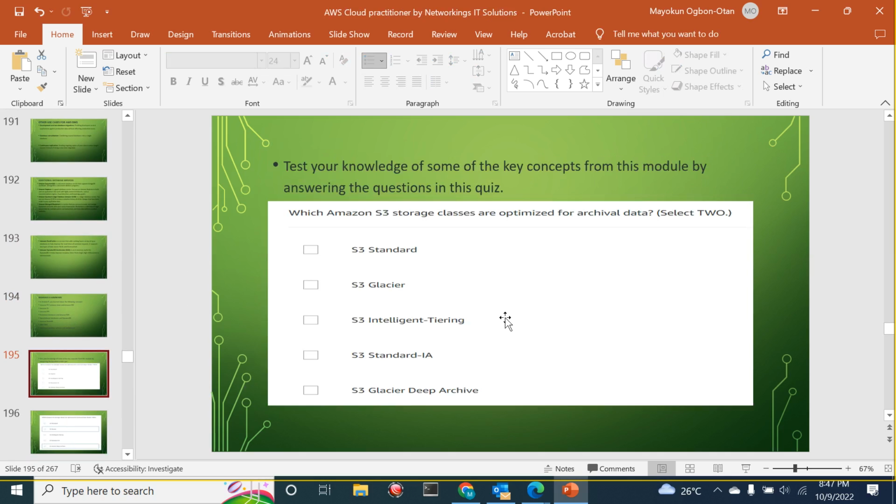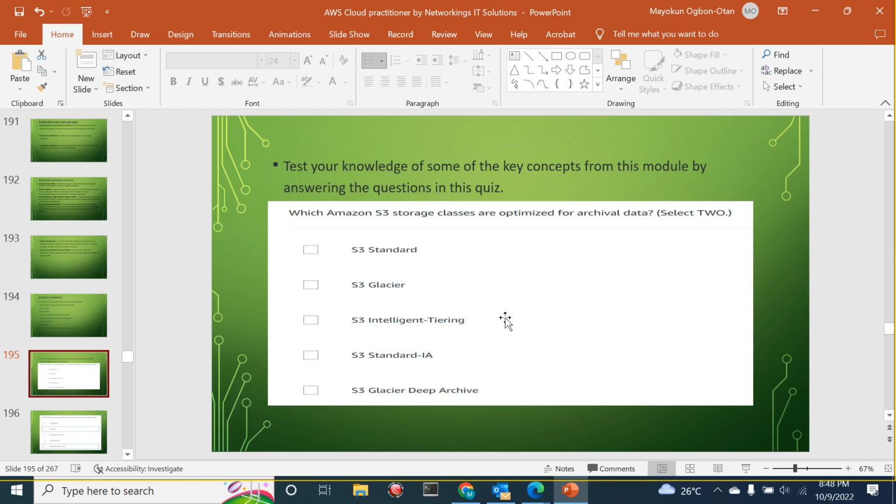Question 1. Which Amazon S3 storage classes are optimized for archival data? Select two. This question goes to Miss Regina. Which Amazon S3 storage classes are optimized for archival data?